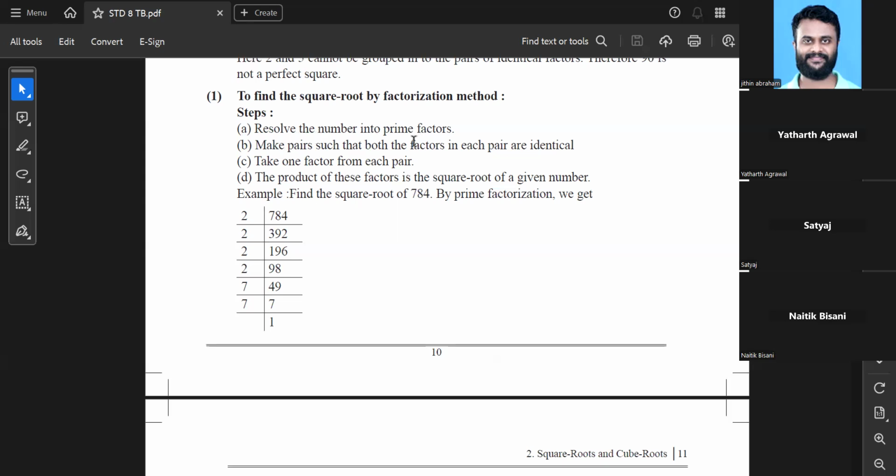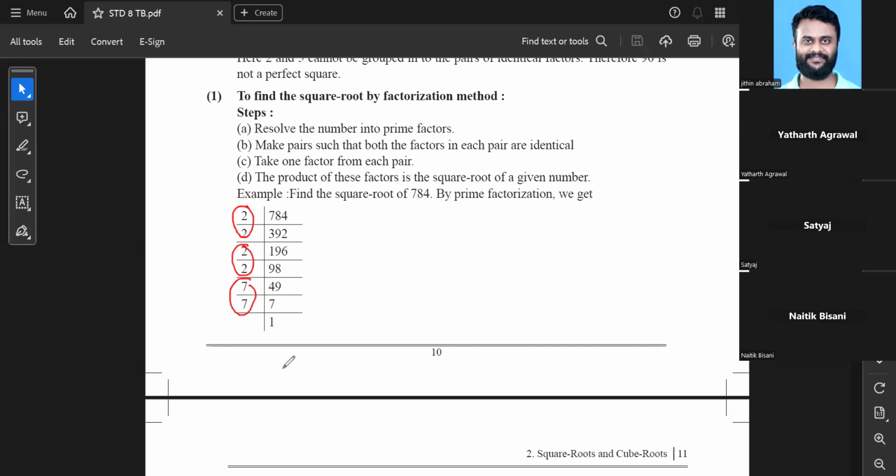First of all, resolve the number into prime factors. I've already told you, resolve into prime factors. The second step is to make pairs such that both the factors in each pair are identical. That also I've told you. So considering this number, how do you make pairs? These are your factors. So these two are a pair, these two are a pair, these two are a pair.